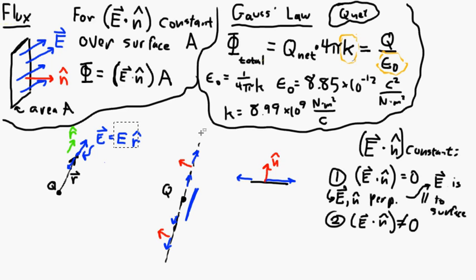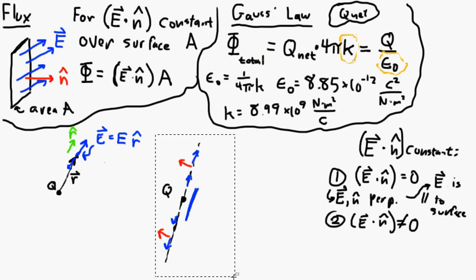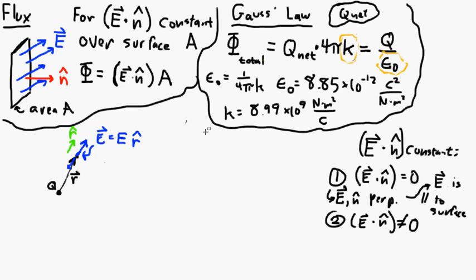So as neat as this idea is, it doesn't work for this particular case, although it will work for some other ones later on. Okay, so to do this, we're going to need to look for the case where E dot n is not equal to 0, but constant. And so there are different ways this can happen.